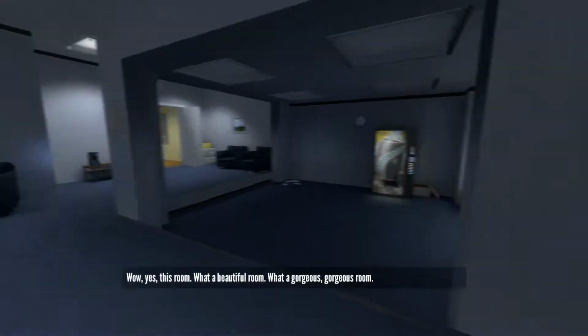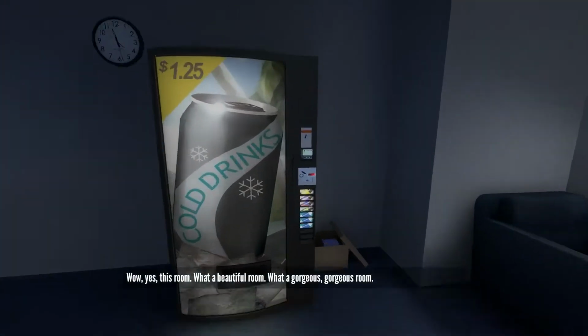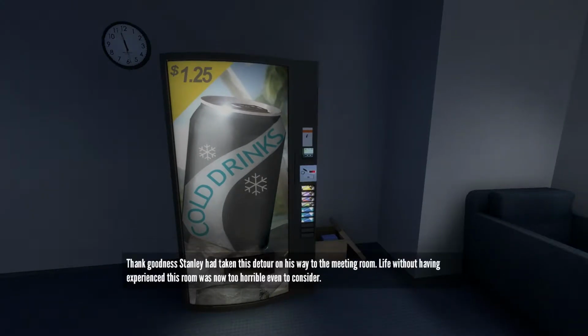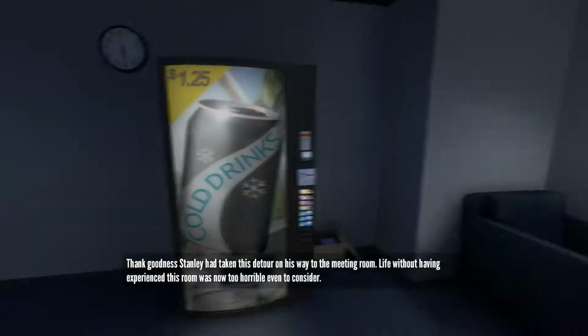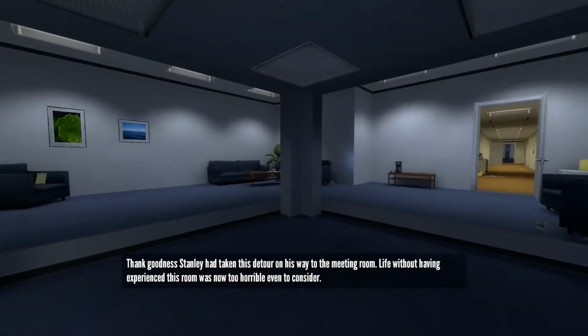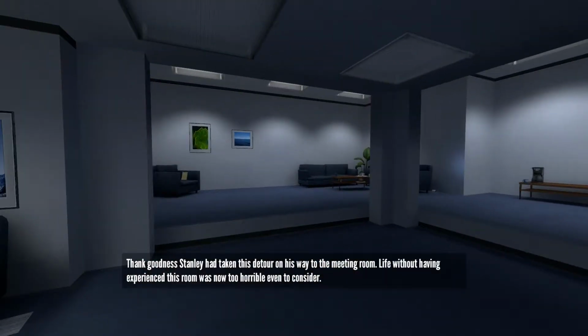Wow. Yes, this room. Can I get a drink? What a beautiful room. What a gorgeous, gorgeous room. Thank goodness Stanley had taken this detour on his way to the meeting room. Life without having experienced this room was now too horrible even to consider.